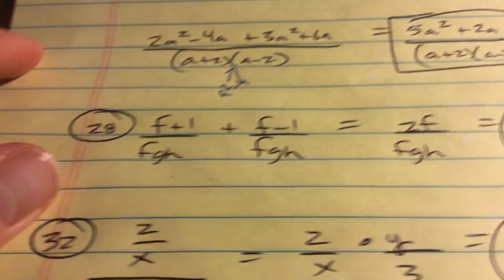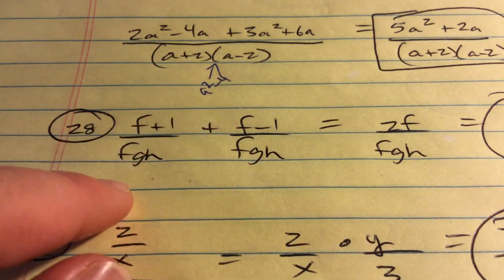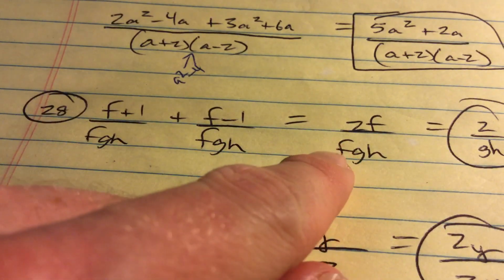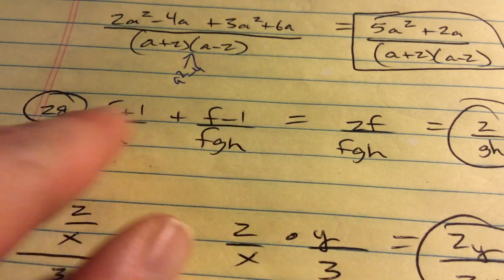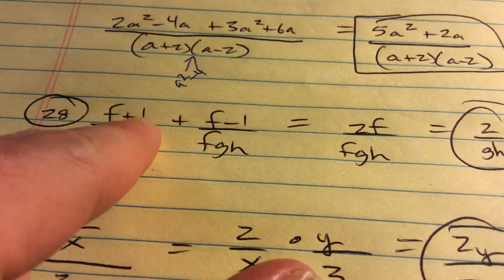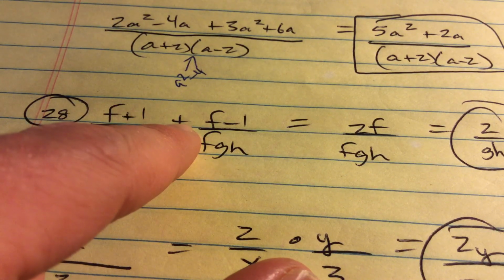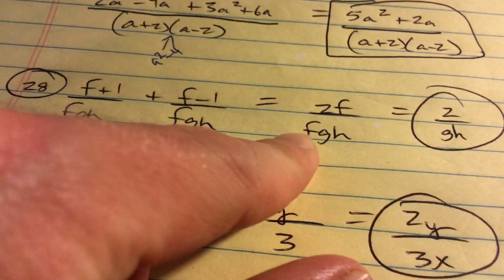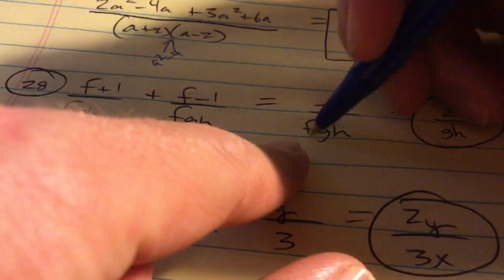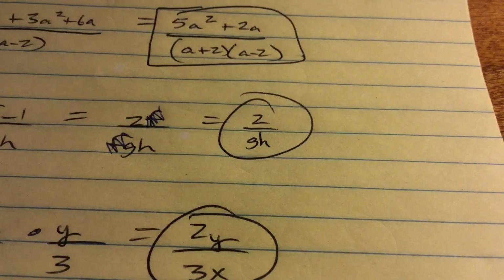All right, on 28, you have the same denominator, so you can add them up right away. Your common denominator there is f, g, h. f plus f is 2f, plus 1, or 1 plus a negative 1 is 0. Notice how the f's will cancel. You have 2 over gh.